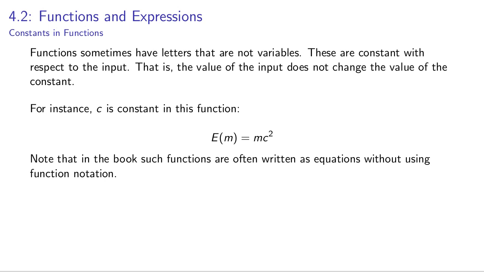Functions sometimes have letters that are not variables, and these letters are constant with respect to the input. In other words, the value of the input, what we put in, will not affect the value of these constants. For instance, in this particular function, c is a constant. It's not listed as one of the inputs. Therefore, it does not vary with the input. In fact, this represents one of Einstein's equations. It's very famous. E equals mc squared. And the c here stands for the speed of light in vacuum, which is a physical constant. It doesn't change with mass or anything else for that matter.